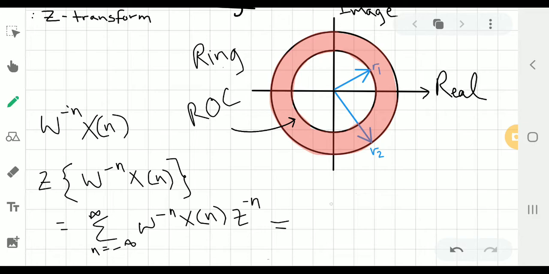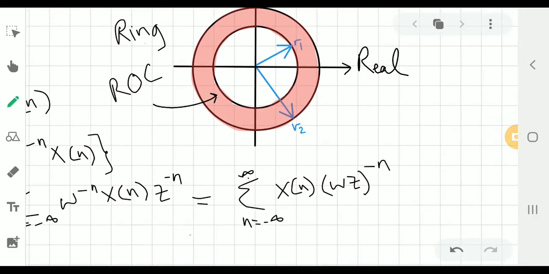If we write this further, we can write it in this form, x of n times wz to the minus n. This can also be written as X of wz.